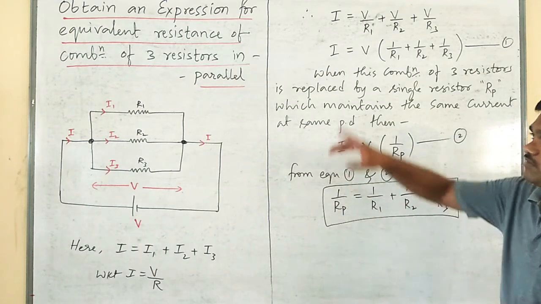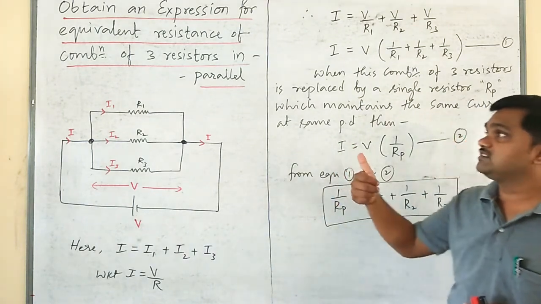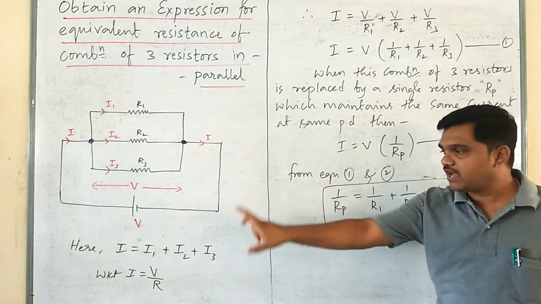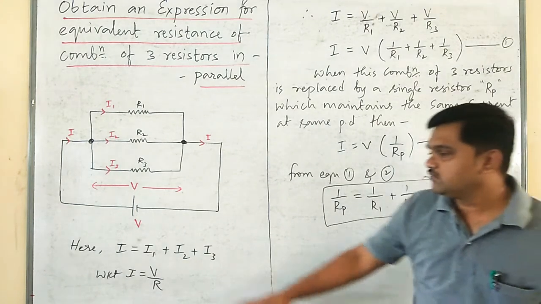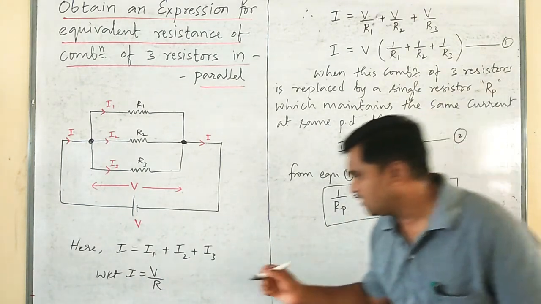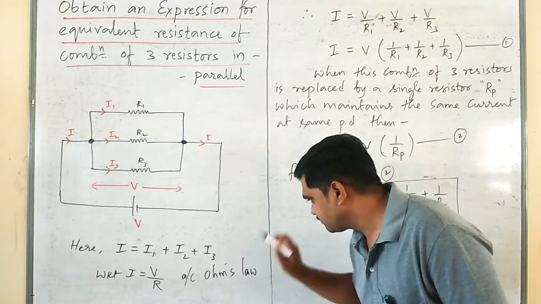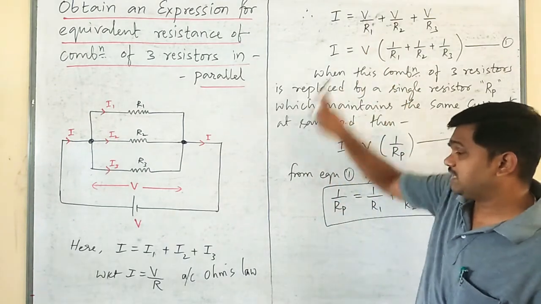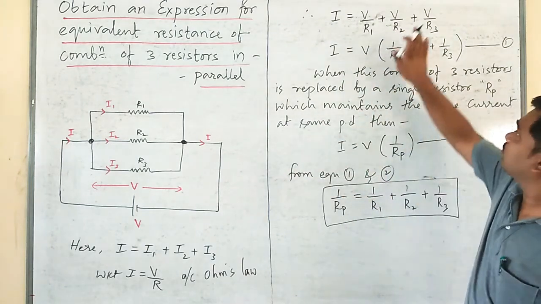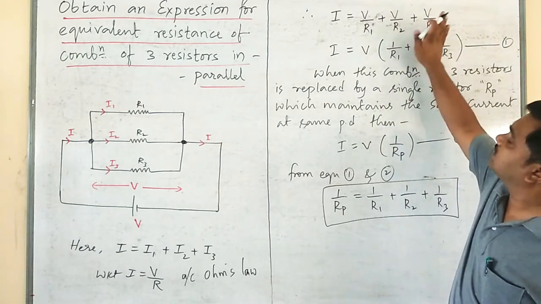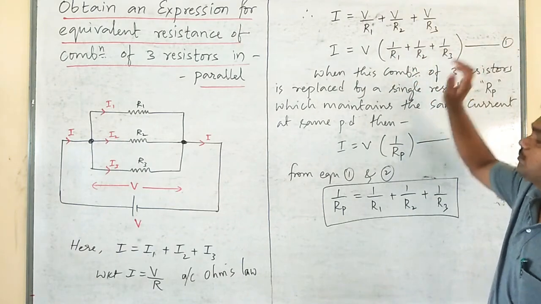So please remember, in case of a series, we have to take V is equal to V1 plus V2 plus V3. Whereas in case of a parallel, we have to take I is equal to I1 plus I2 plus I3. Next, what I have taken, we know that I is equal to V by R according to Ohm's law. In place of I1, I wrote V by R1, in place of I2, V by R2, in place of I3, V by R3. Next, I have taken V outside, I mean common. It becomes 1 by R1, 1 by R2, 1 by R3.